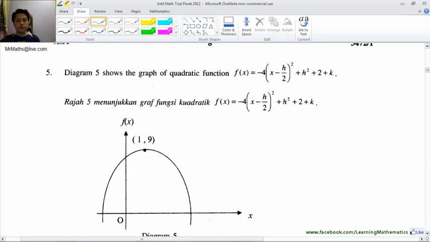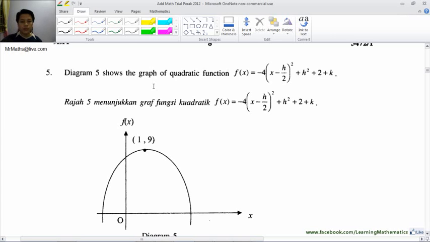Diagram 5 shows the graph of quadratic function f(x) equal to minus 4 in bracket x minus h over 2 squared plus h squared plus 2 plus k. And that's the graph, with the maximum point there. This is a frowning face or sad face graph, with the maximum point of 1 over 9, which means that's the place where dy/dx is equal to 0, because dy/dx is the function of the gradient of the curve.